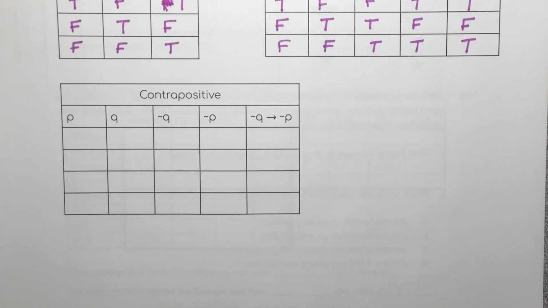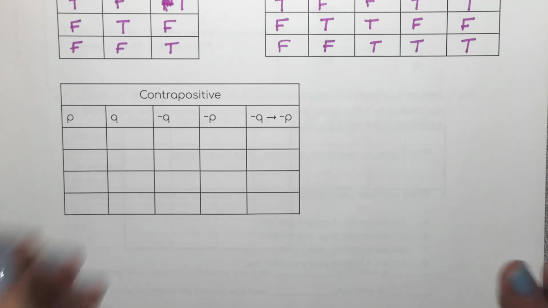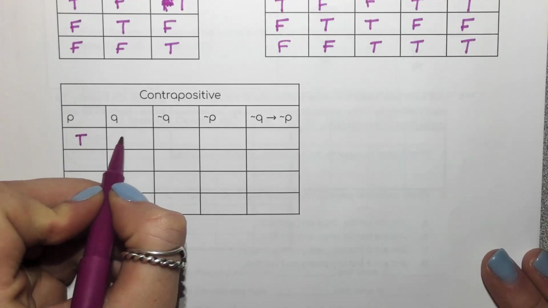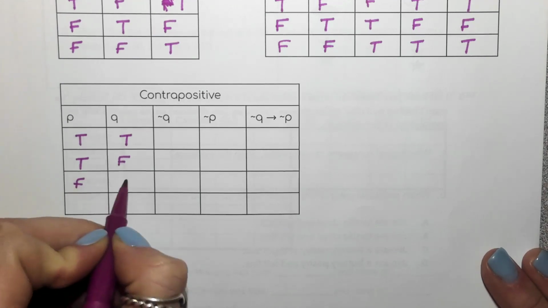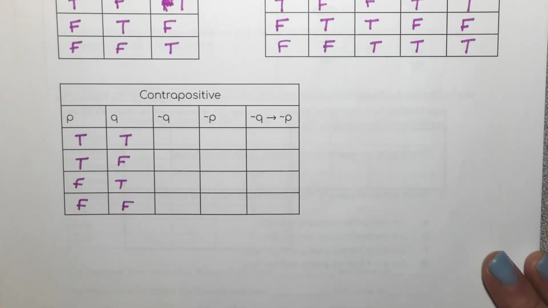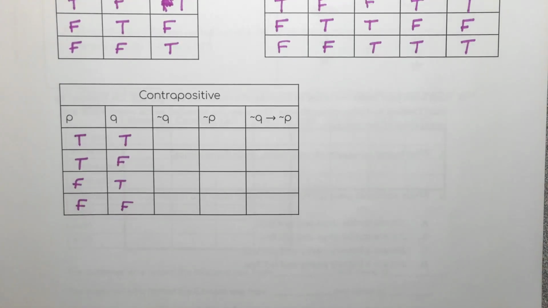Contrapositive. There's a lot of letters getting thrown around out here, and let's see what we can do. Once we finish this, though, we're done for today. So let's just get these letters rolling. Let's fill this in first. We always say true, true, and then true, false, false, true, false, false. We always start with that. That's the original conditionals.